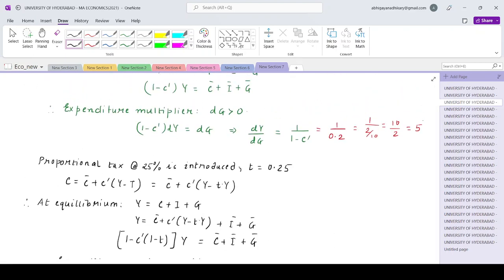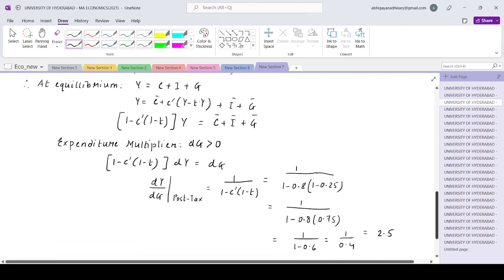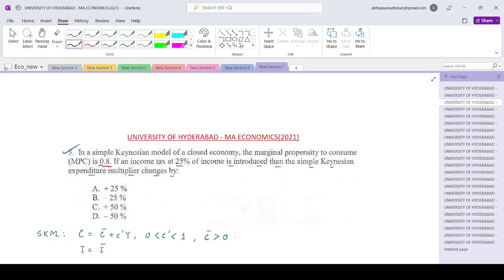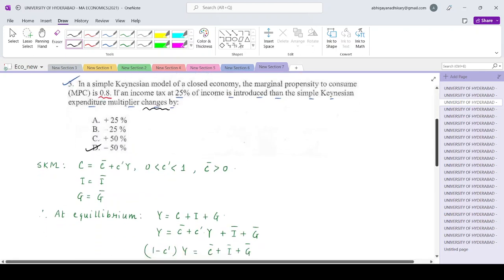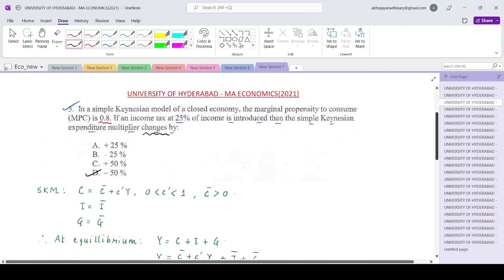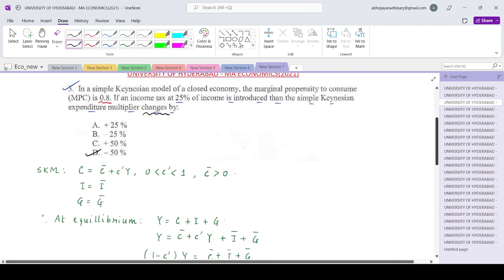Earlier it was 5 and now it is 2.5. So it has basically reduced to half. So the change in the government expenditure multiplier is minus 50%. It has reduced to half. Earlier it was 5, now it is 2.5. So the change is minus 2.5 and that's why it is coming out to be negative. And this is your answer, option D, for question number 3. Thank you.